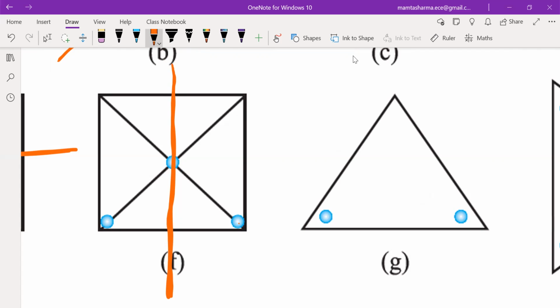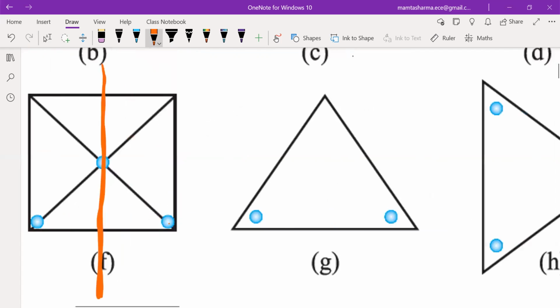Ma'am, they will... the middle one? No, we are not considering the middle one. For the middle one, we can't draw any line of symmetry. For the side one, we can draw a vertical line. Okay, clear? Yes, ma'am, it's clear. Okay, so only one line of symmetry would exist.